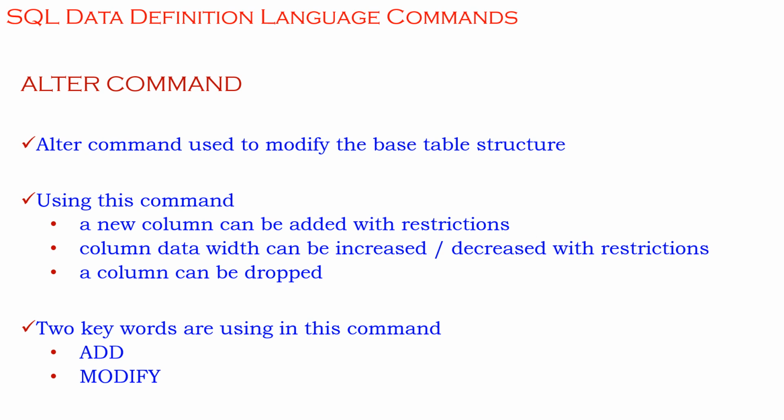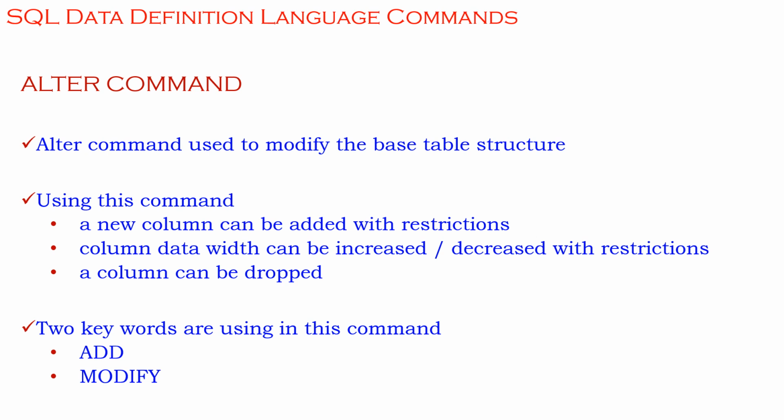So what is meant by modification of a column? I modify a column's data. I can increase or decrease the width of the particular attribute. For example, for employee name, if I have fixed 4 as the character width, then I can either increase it, say 7 to 8, or reduce it to 2. So I can increase and decrease with restrictions. And also a column can be dropped. So all these are the possibilities with the alter command.